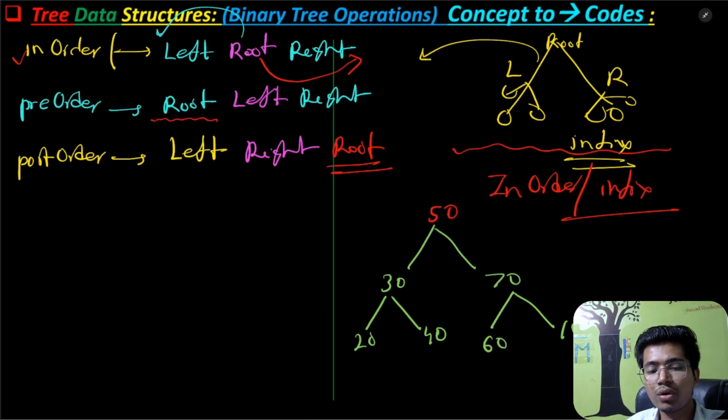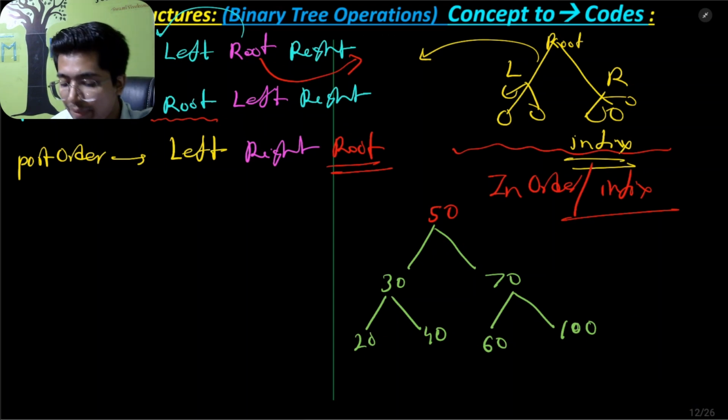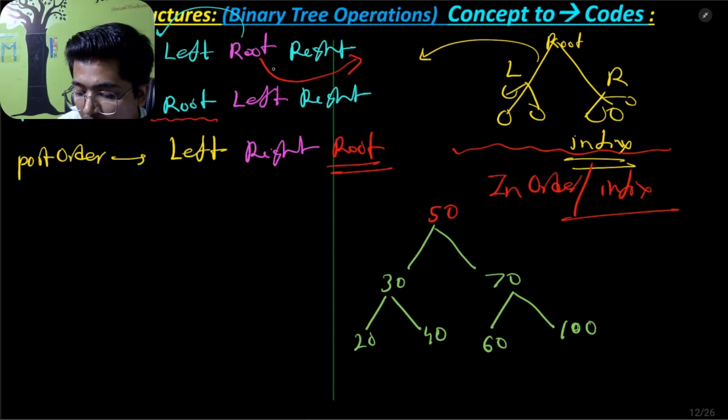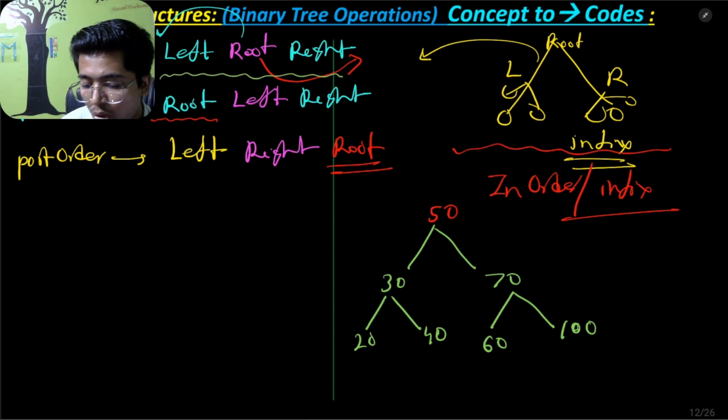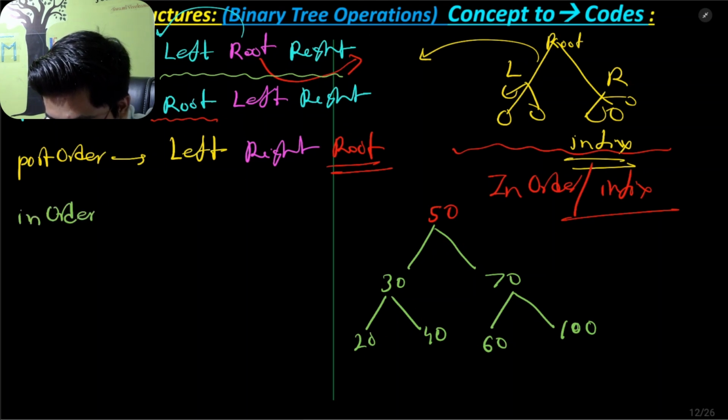So now if you want to traverse this tree in order, you can see the in-order traversal. We'll be arranging the elements like this. First we'll take an array in order, so we are arranging the elements in order.